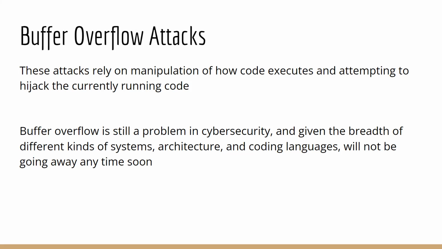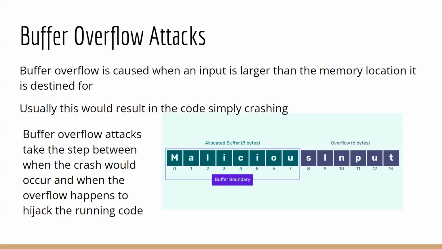So these attacks are probably, I'd say, much worse than the previous one, and they rely on manipulating how code executes and attempting to hijack or deviate the currently running code. Buffer overflow is still a problem. This is not something that went away like the last one. And given the breadth of different systems that are used, different coding languages, different kinds of devices, it will probably not be going away anytime soon, even as security advances in trying to solve this. So how does this one work?